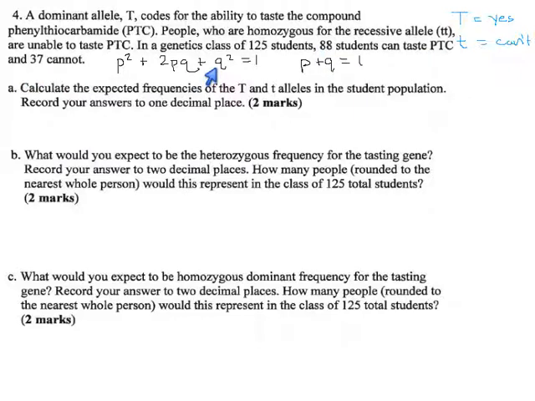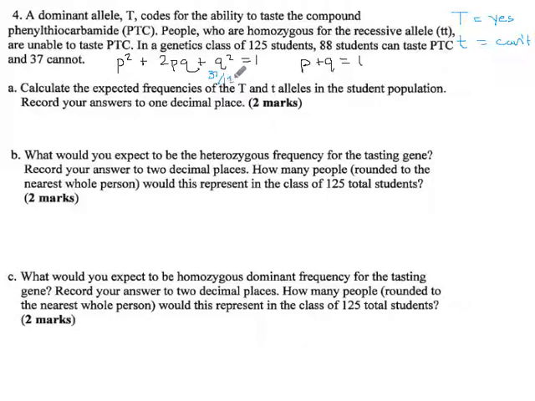The students who can't taste it are q squared, and they're the ones we're going to focus on. You remember when we were doing pedigree charts, we were always happy to see people with the recessive allele because we knew exactly what their genotype was. We know they're little t, little t. Well, those people are still pure gold in this section because we know that they're definitely in this genetic category. So, like before, go after the recessives whenever you can. 37 out of 125 is our q squared.